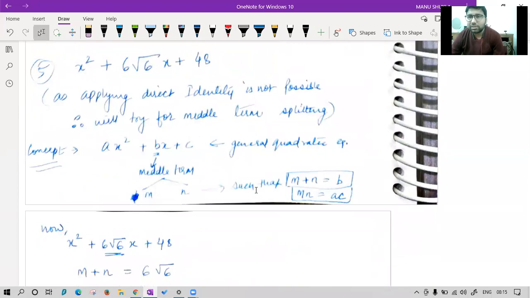Okay, now question number 5: x square plus 6 root 6 plus 48. In this question, how many had doubts? Please tell. I have told you here no identity is applicable, so you can see I have written the hint also.